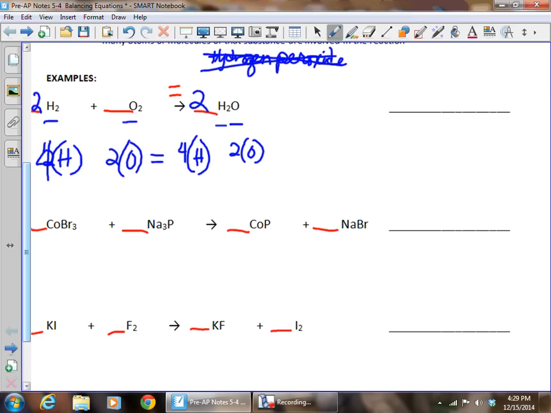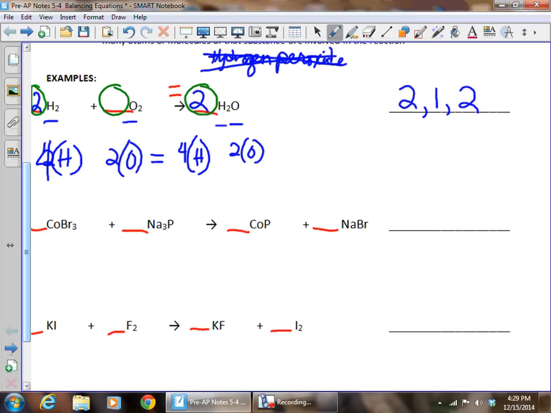And now what I want to do is look at all of these and write something that's called a coefficient list. Any blank that has nothing in it is an assumed 1. So my coefficient list here, reading from left to right, is going to be 2, 1, 2. And that's going to balance that chemical equation.